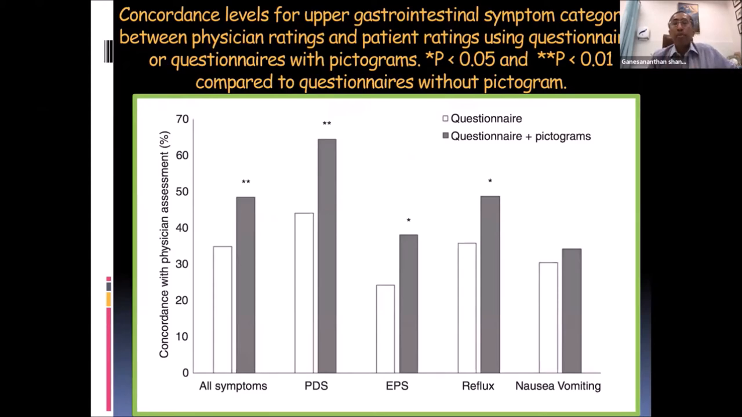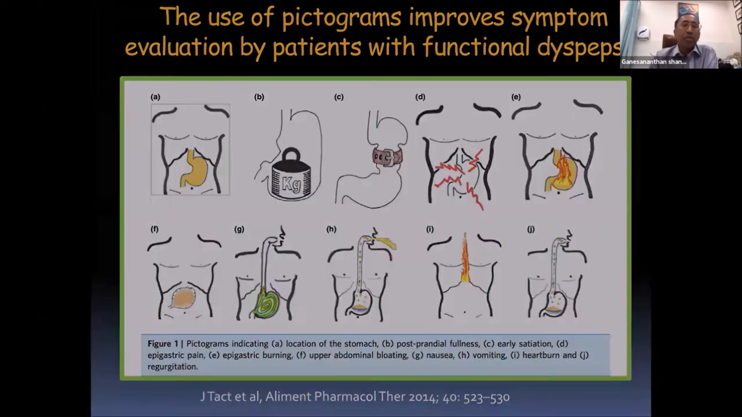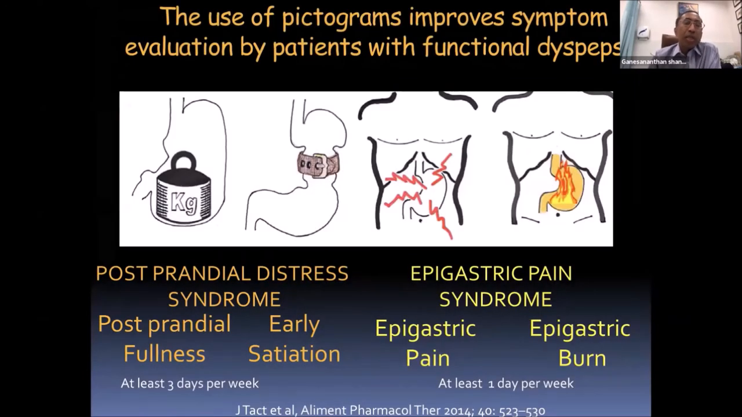So he believes pictograms do help in evaluating this patient. These are the pictograms he elucidated just now. In other words, postprandial distress syndrome would be postprandial fullness as such, early satiety or early satiation as in such. Epigastric pain syndrome will be epigastric pain, and this will be epigastric burn, not heartburn, but epigastric burn.